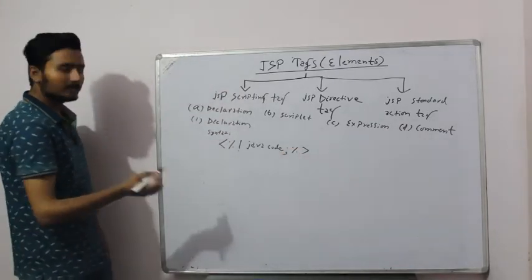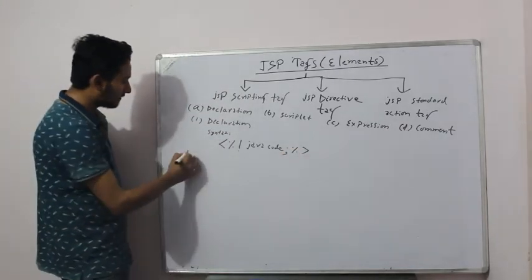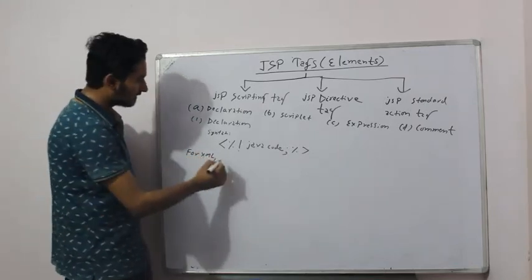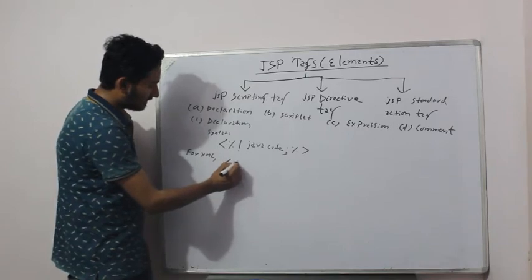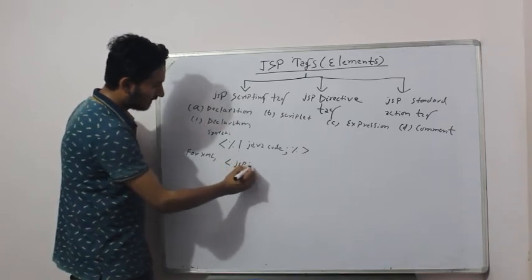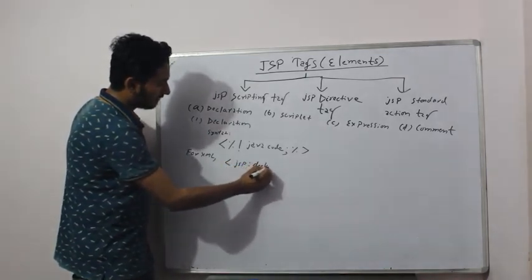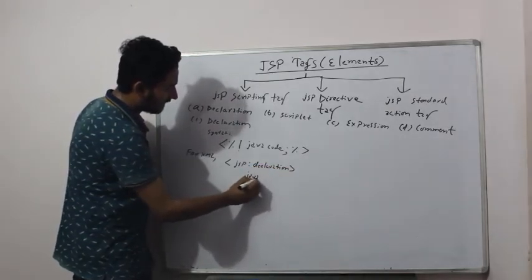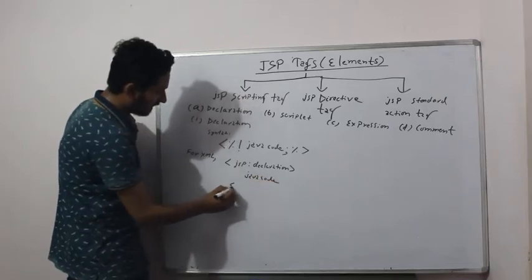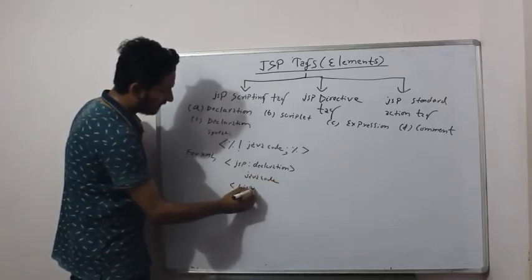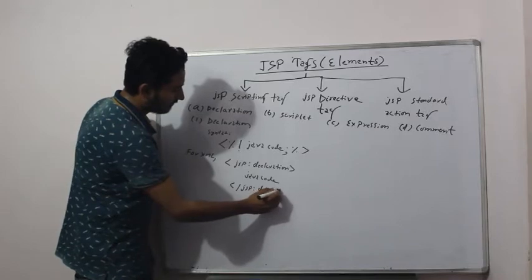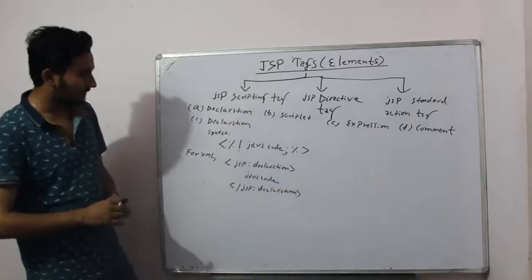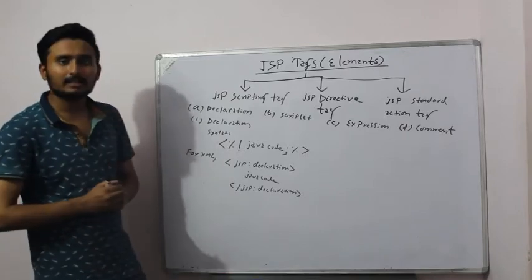If for instance you are an XML writer, for XML you can write the same thing as jsp:declaration. Then you need to write the Java code, and lastly you need to close this jsp:declaration. So this is about the declaration tag.